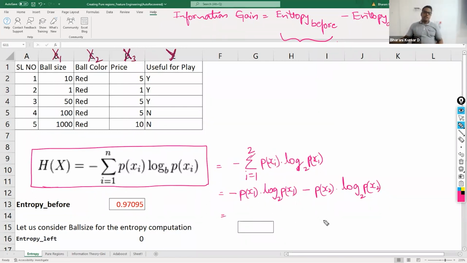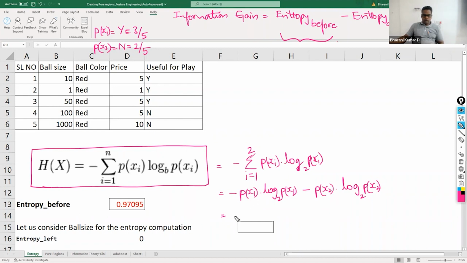Now, what is probability of x1 and probability of x2? This is what we want from this data. You have two classes, yes and a no. Probability of x1 is yes class. So what is probability of x1? Equal to yes class. How many yes do we have? 1, 2, 3. 3 out of 5. So this will be 3 by 5. And what would be probability of x2? It would be nothing but no. How many no do we have? 2 out of 5. So this will be written as 2 by 5.